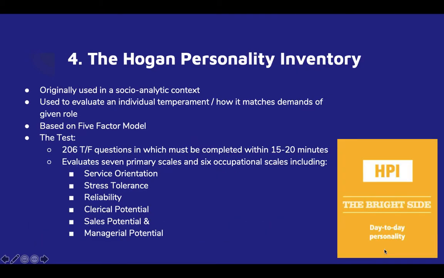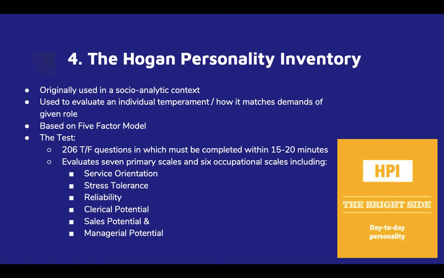Our next suggestion for employee selection is to offer the Hogan Personality Inventory Test. This test has been widely used to identify how an individual's temperament matches the demands of a given role in the workplace. The HPI test is based on the 5-factor model, which we talked about at the start, along with the 7 primary skills and 6 occupational skills, including service orientation, stress tolerance, reliability, clerical potential, sales potential, and managerial potential as well.